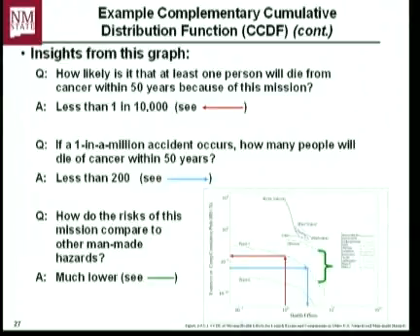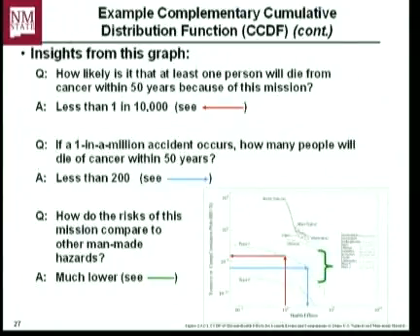Another question we can ask is, if a 1 in a million accident occurs, how many people will die of cancer within 50 years? And we can see from the blue curve there, we start out at 1 in a million, move over to the CCDF, and then down to the abscissa, determine what the value is there. So we see that there's a 1 in a million chance that 200 or more people will die of cancer within 50 years.